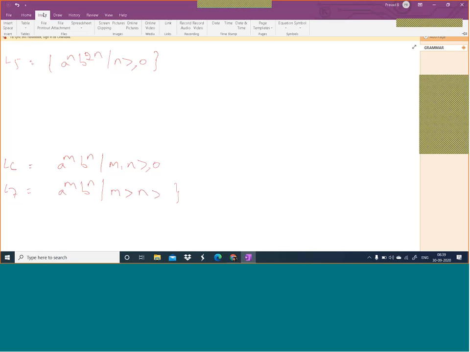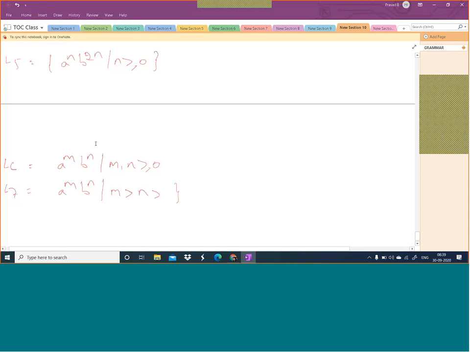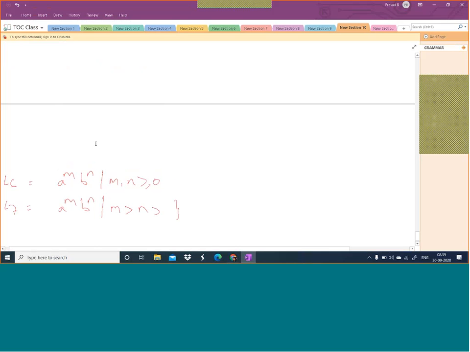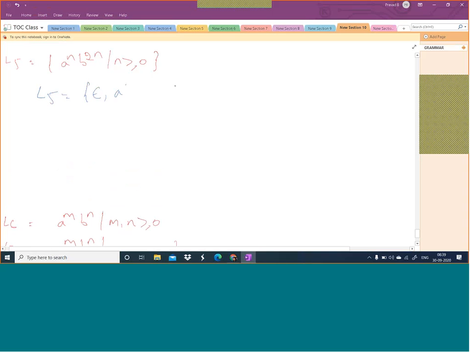Here the smallest string is epsilon, and n is 1, a b square; n is 2, a square b power 4; n is 3, a power 3 b power 6, and so on. So S derives epsilon. Whenever you generate a, you generate two b's. That's it. This is the grammar. Whenever a is generated, we will generate two b's. Next.